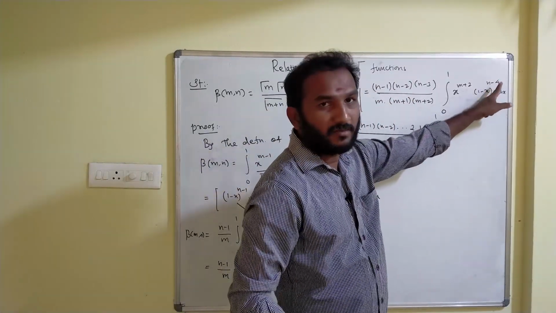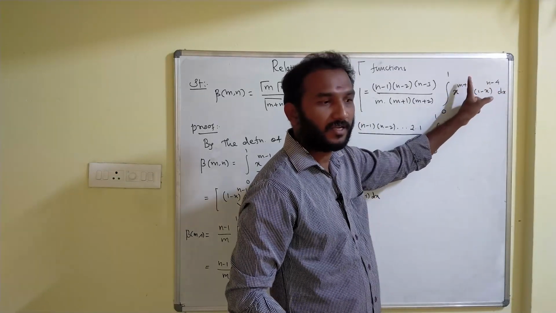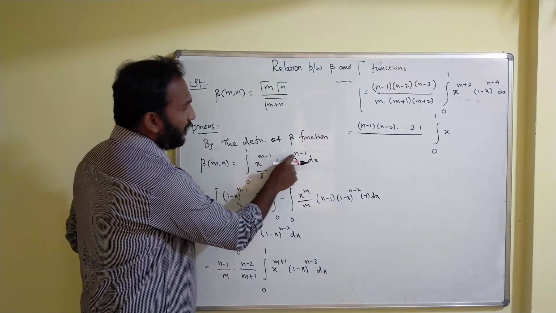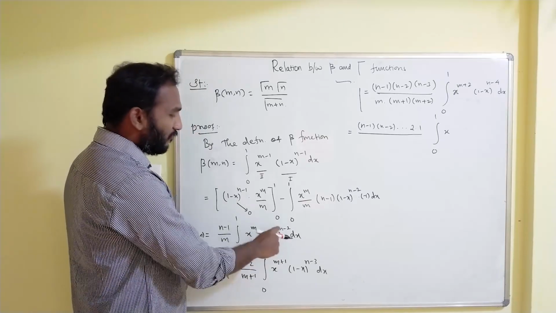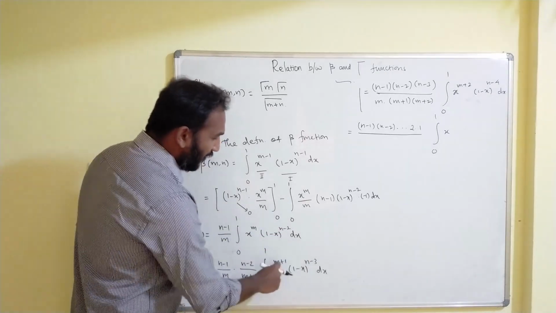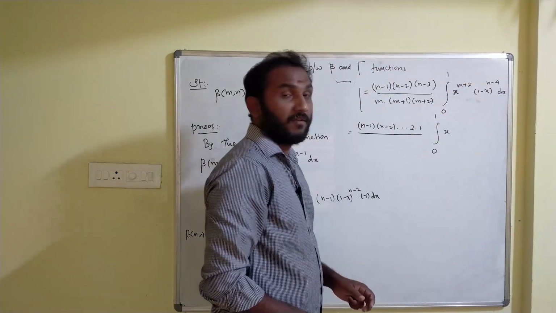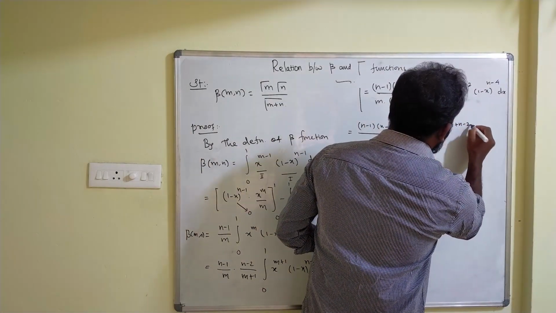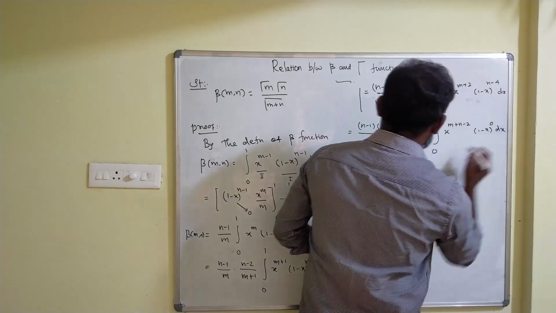So this term will become 0, 1 minus x power 0. So what is the remaining value here you will get? Already we have checked that m minus 1 plus n minus 1 will give m plus n minus 2, and here also it will give m plus n minus 2, here also m plus n minus 2, and here also it is m plus n minus 2. Definitely this is going to be m plus n minus 2 into 1 minus x power 0 into dx.